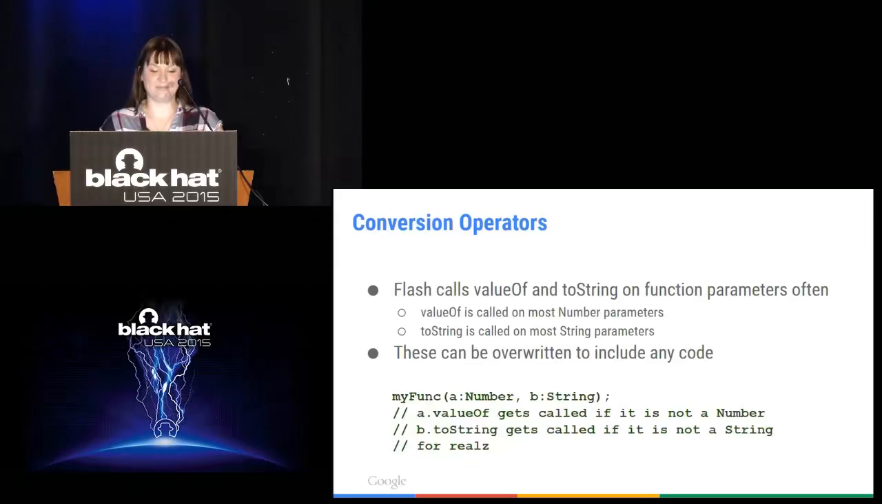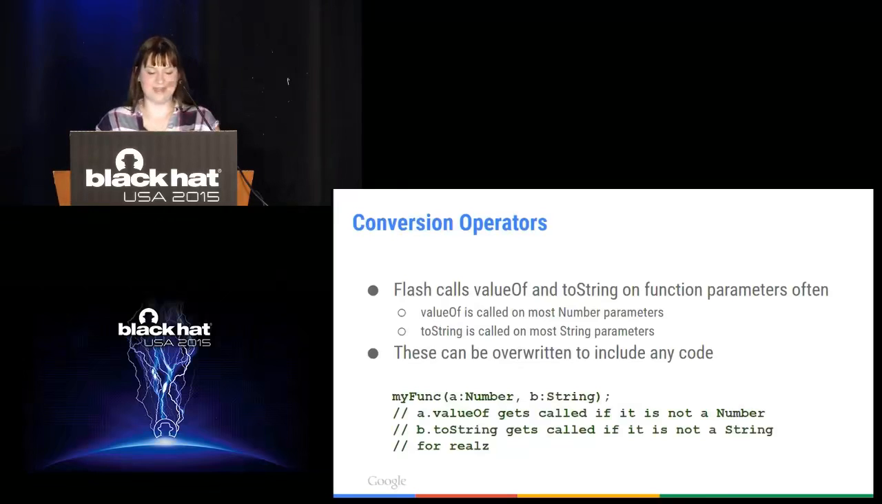They're implemented in ActionScript 2 and also to some extent in JavaScript. And basically they're used for conversion. The two most common of them are valueOf, which is called when you need to convert an object to an integer, and toString, which is used to convert an object to a string, and this is used very frequently for logging.